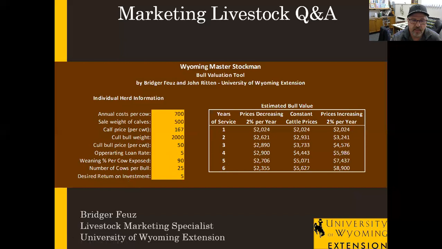You would next enter your weaning percentage per cow exposed. So in this example, I have it in here at 90% per cow exposed. Number of cows per bull, we have that in there at a 1 to 25 ratio. And then desired return on your investment. So in this example, we want a 5% return on our investment. So those are the input cells that you can enter.